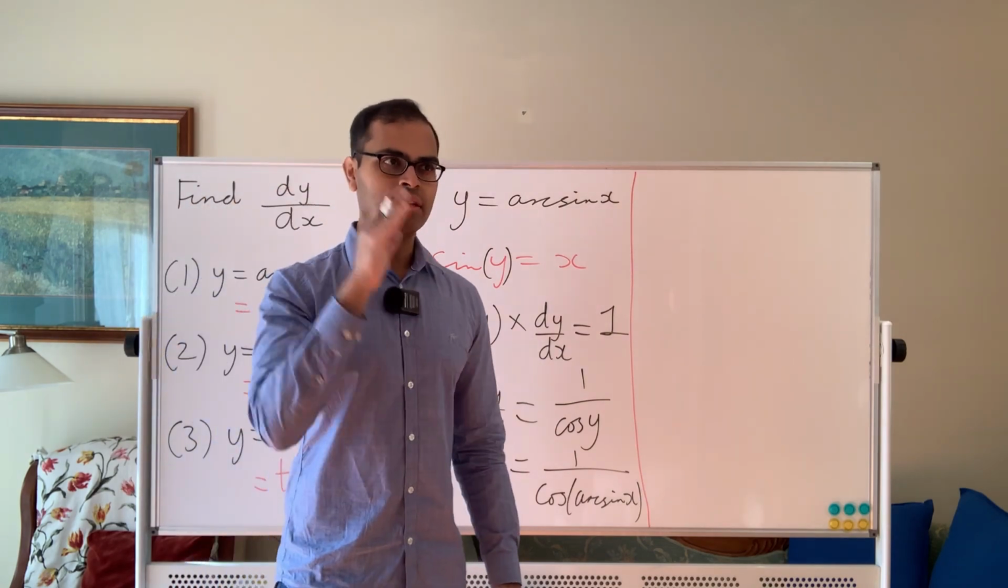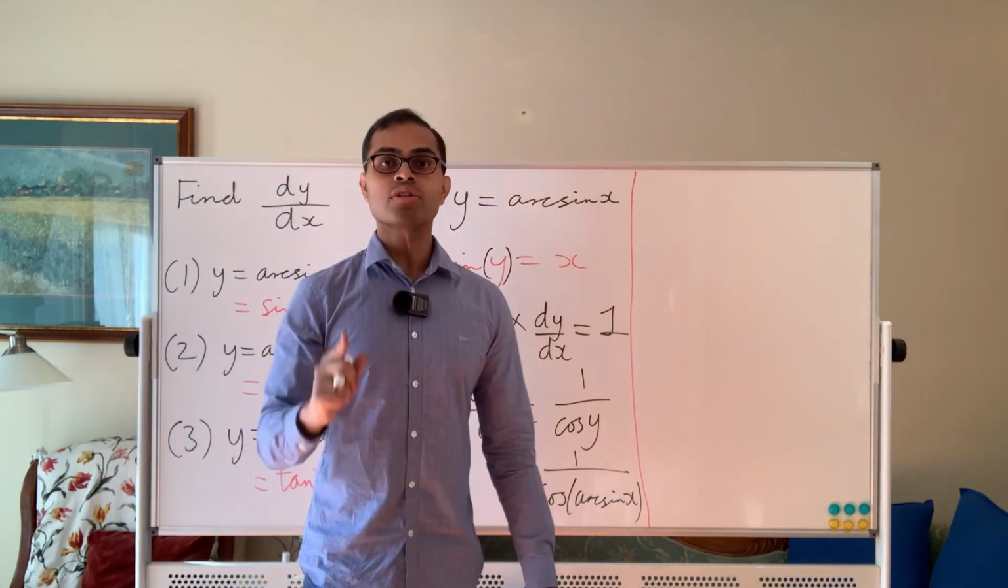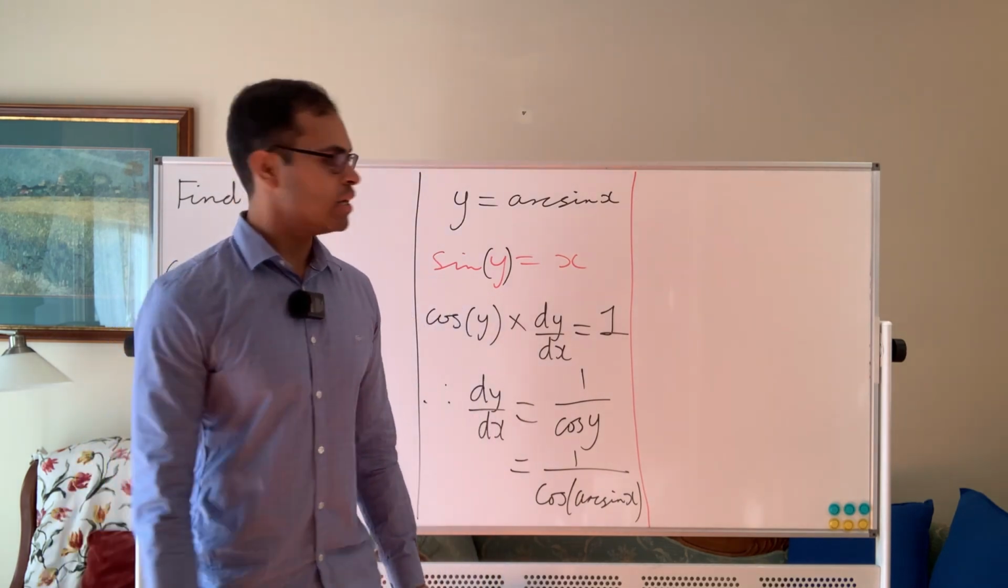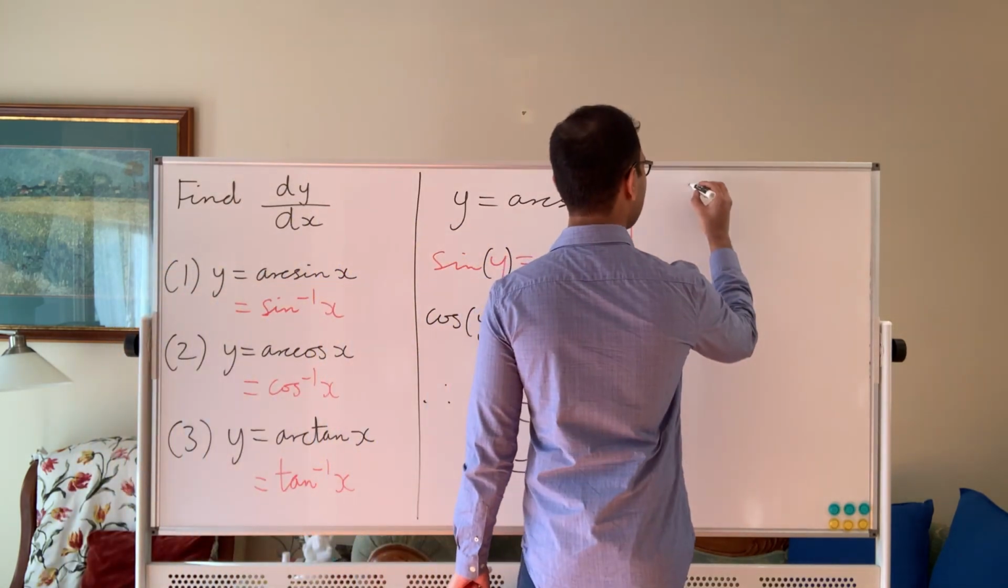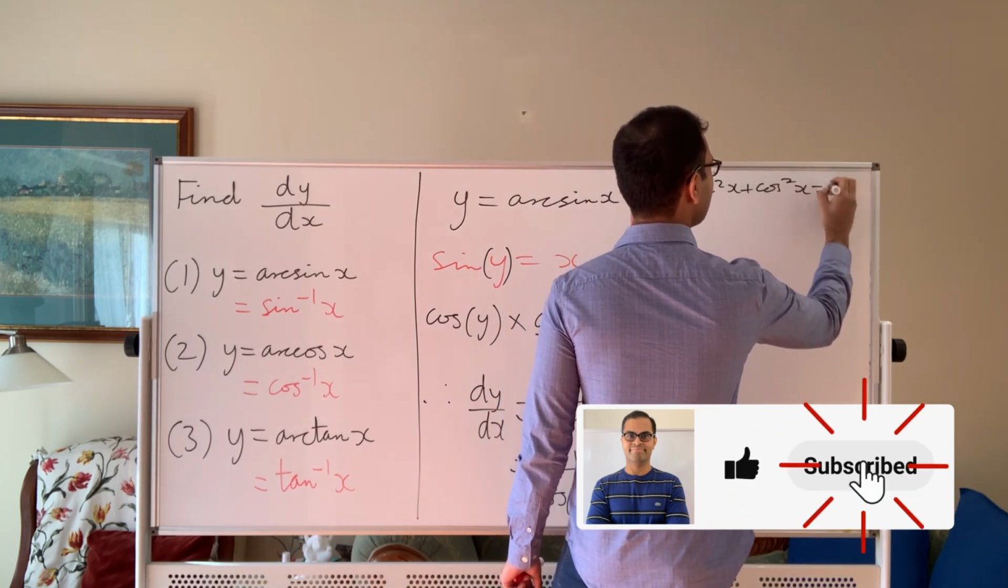Whenever you think it could be useful to express cosine in terms of sine, think of the cosine squared plus sine squared is one formula. Just to recall that formula, we know that sine squared x plus cosine squared x is equal to 1.